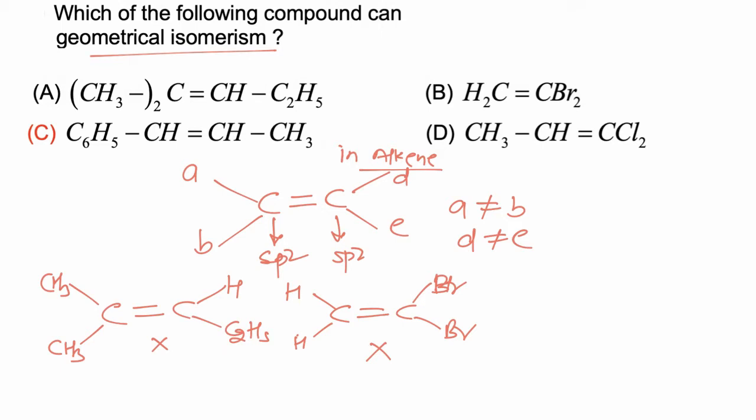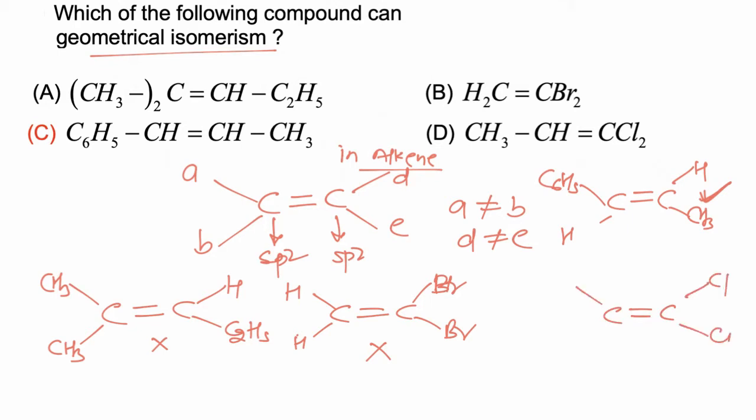If we take the third example, carbon double bond carbon, H and CH3 and H and C6H5. Now the groups attached are individually different: H and C6H5, they are not equal, and H and CH3, they are different. So this molecule will show GI. If we take example 4, this molecule has identical groups on the right side carbon, hence it will also not show GI, and hence the correct answer is C.